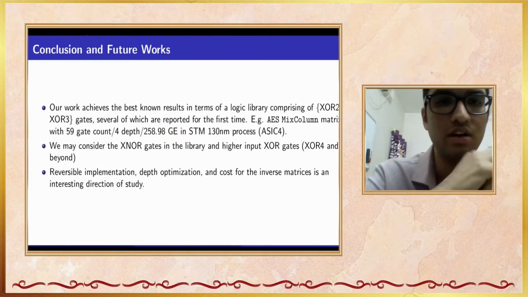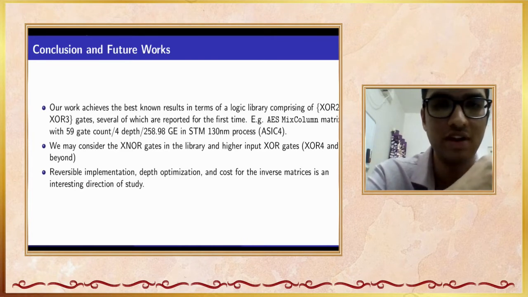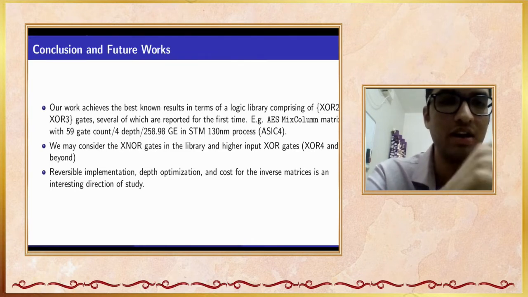So to conclude, our work achieves the best known results in terms of a logic library using XOR2 and XOR3 gates. And several of these results are reported for the first time in the literature. For example, the implementation of the AES MixColumn matrix with 59 gate count, depth 4, and 258.98 gate equivalent in the ASIC4 library. Our work also paves the way for multiple future works that we have undertaken.